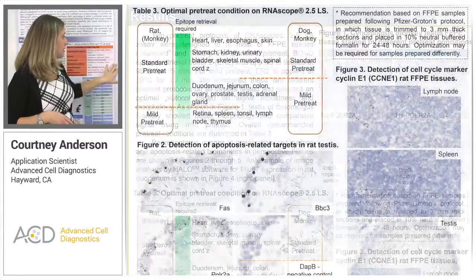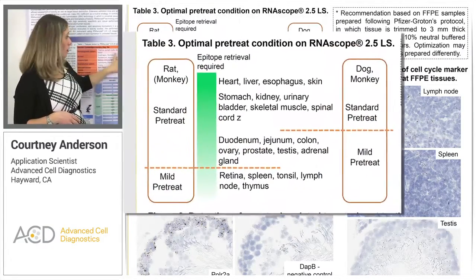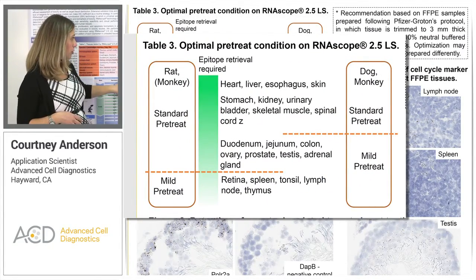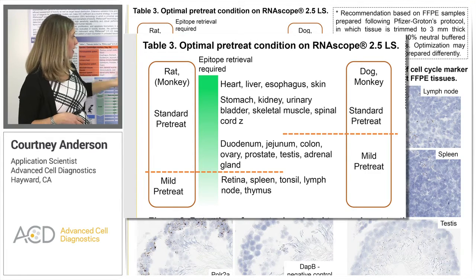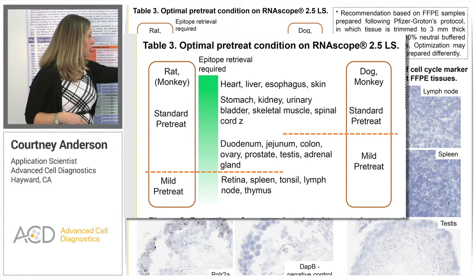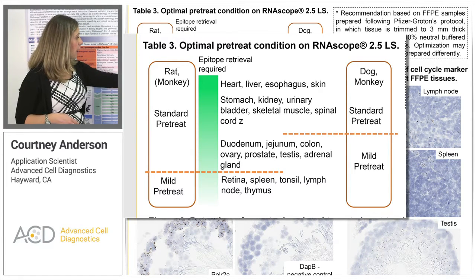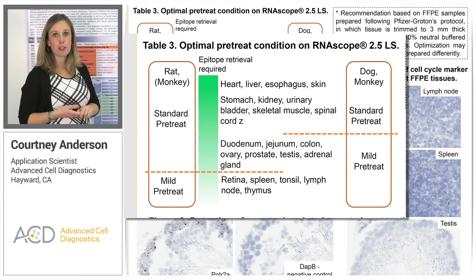And also listed in this table here, we have a listing of all the tissues that we recommend for either standard pretreatment or mild pretreatment. And this is for rat and most monkey tissues. We also have a couple of exceptions where for dog and monkey, the standard pretreatment would work well on these tissues listed here, and then the mild pretreatment would work for these tissues here.